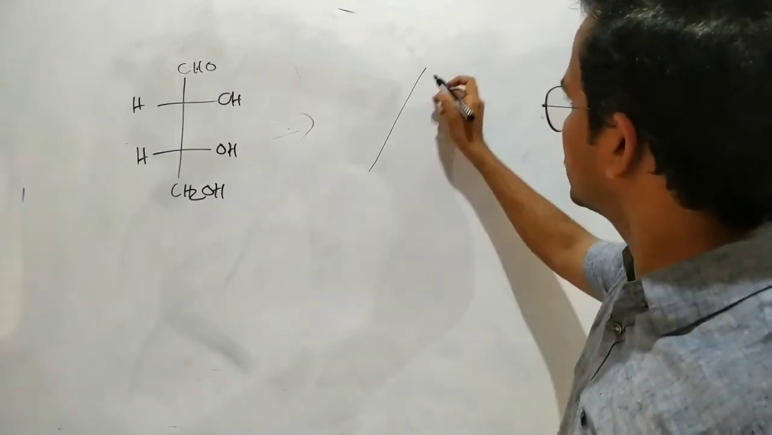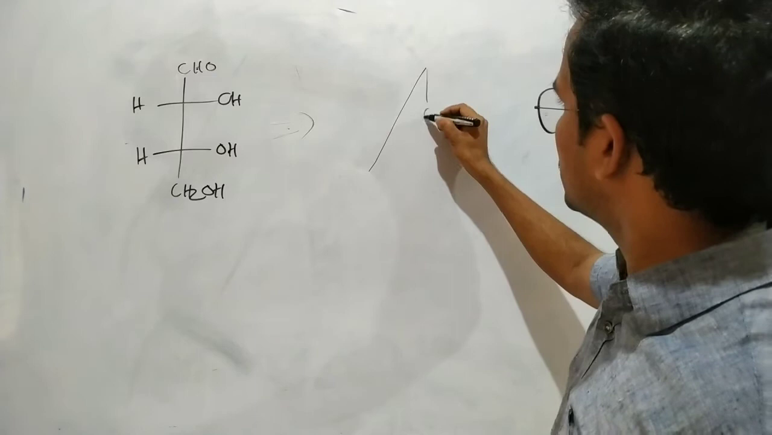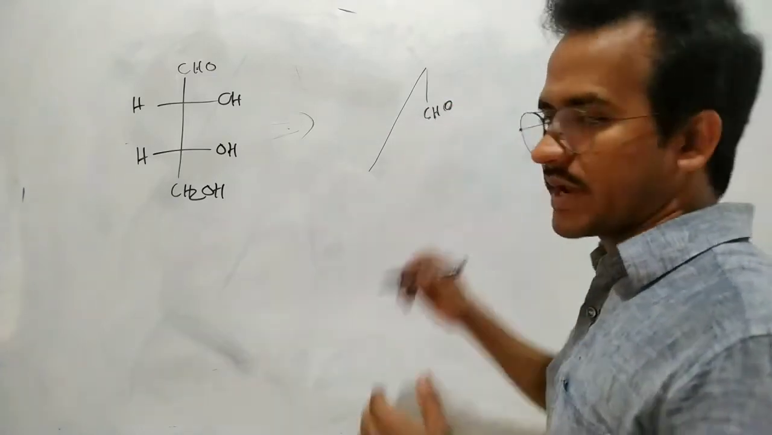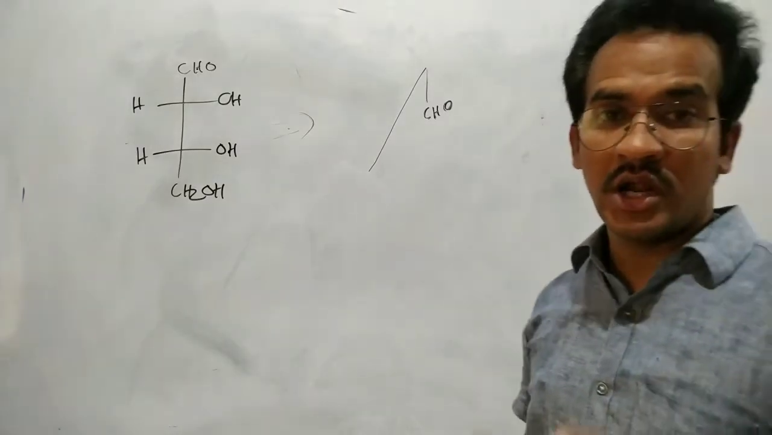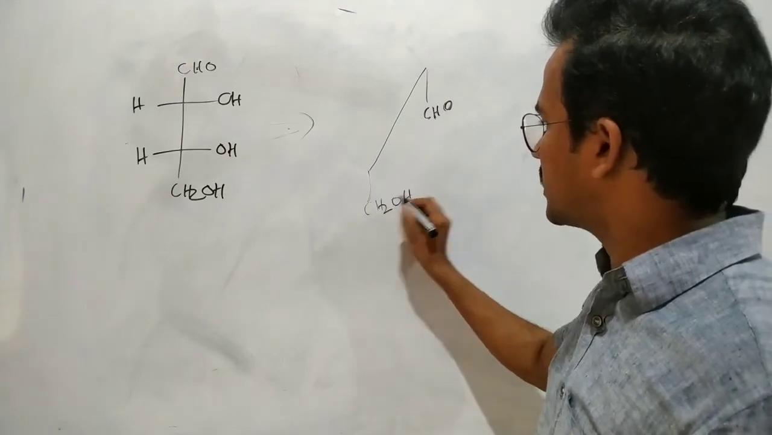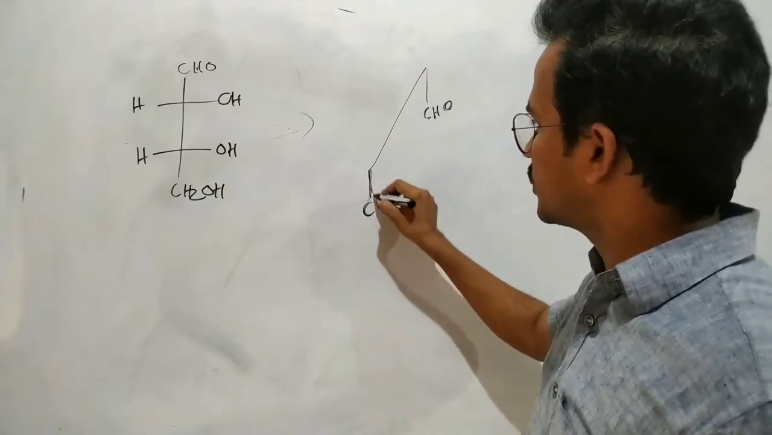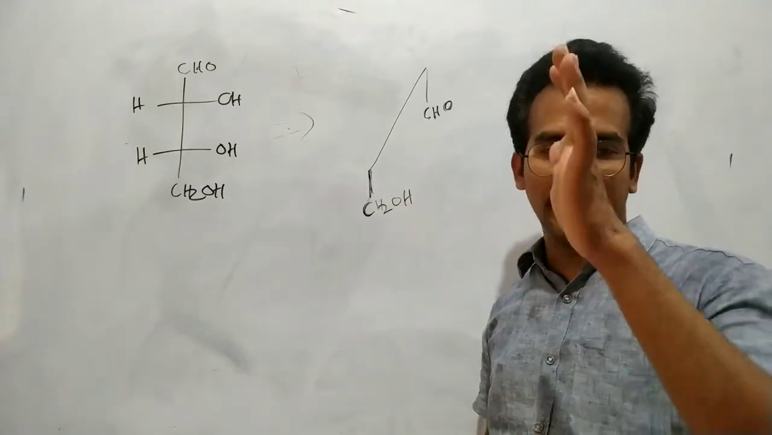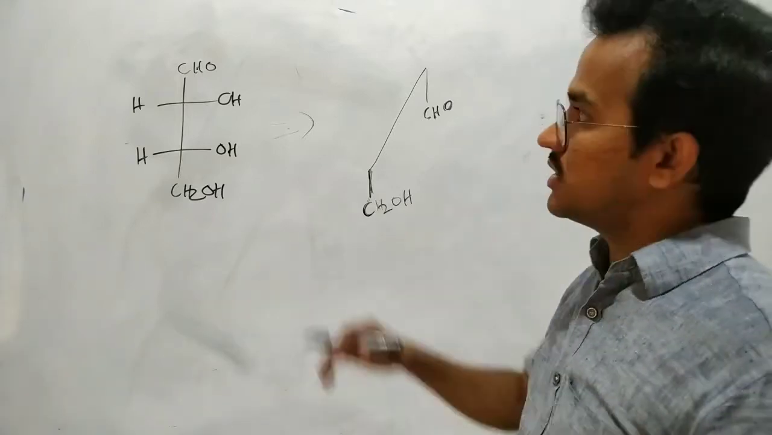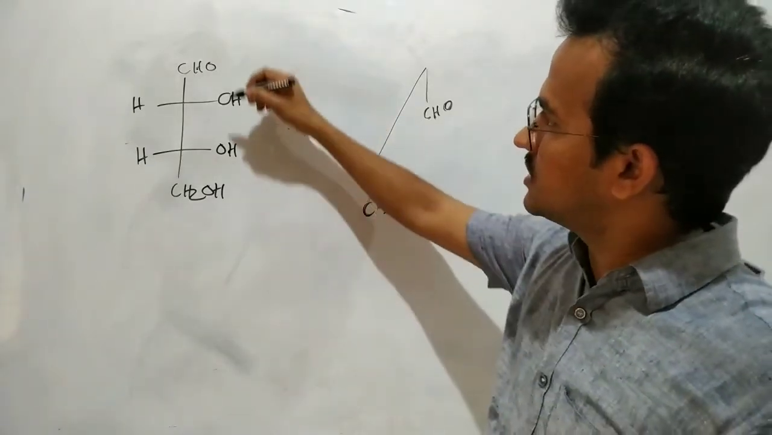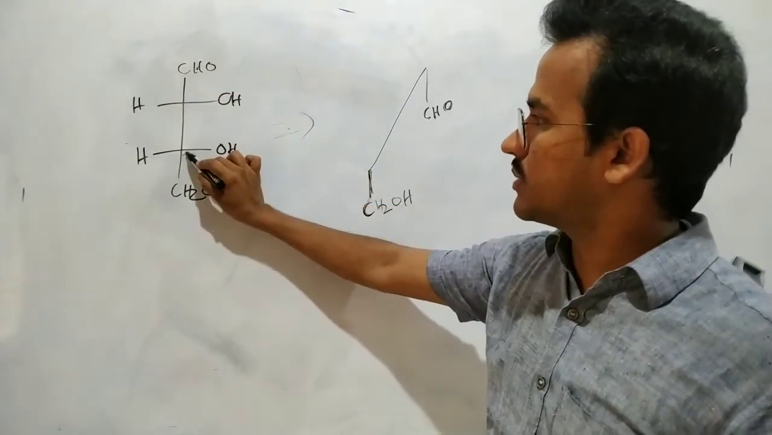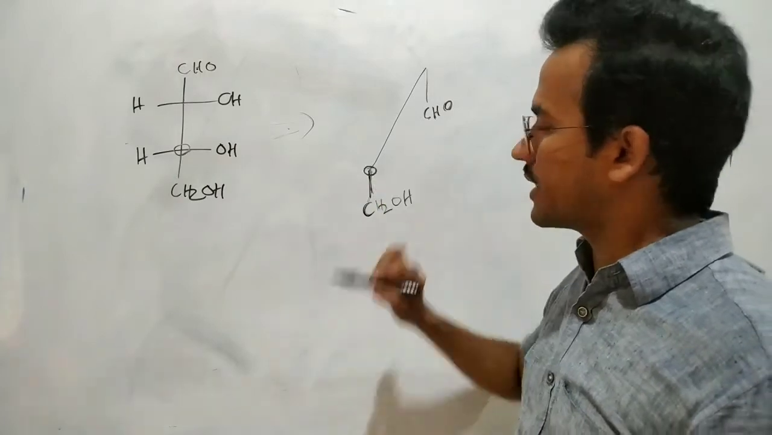In this Newman projection, the CHO must be written in a downward direction. Here the CH2OH must also be written in a downward direction. Whatever groups are on the vertical line in a Fischer projection must be written like this. Here CHO is the first chiral carbon, and this is the second chiral carbon. It is the bottom chiral carbon.